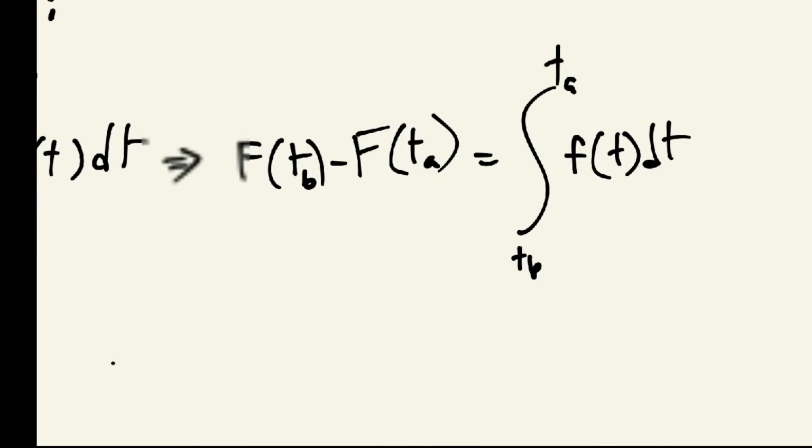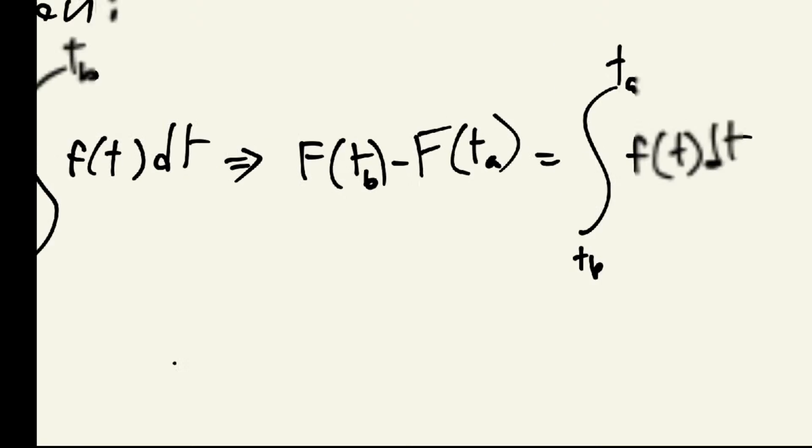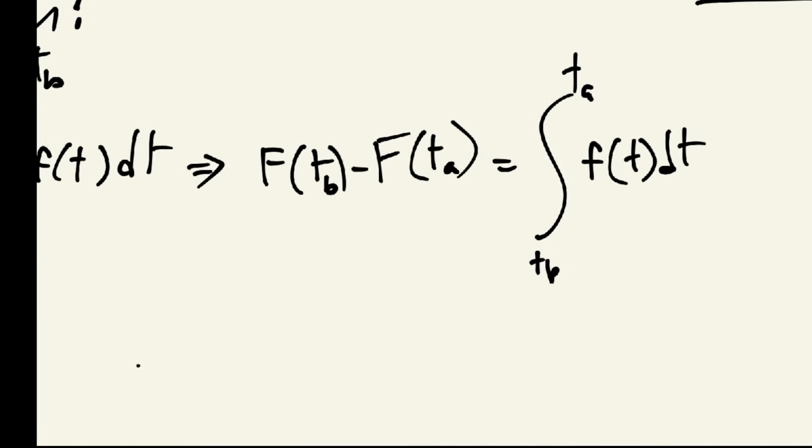So you see that what we're really doing is we're putting t sub b into the antiderivative of f, which is big F, and we're taking t sub a and putting it into the antiderivative of f, which is big F. Sorry, these should be reversed. It should be t sub a, t sub b.